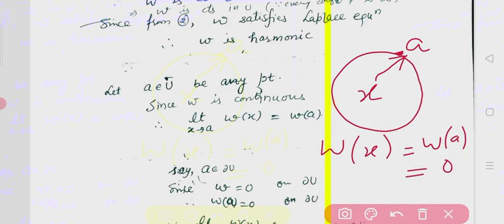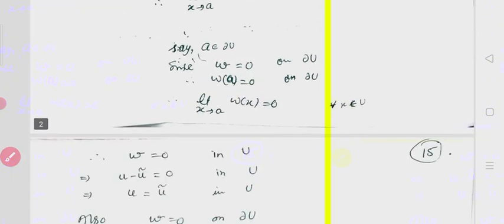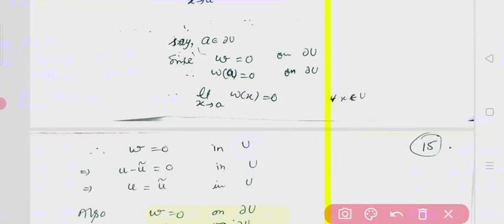So that means when x approaches a, that value will always be equal to 0. So we can approach all x to a, because w is continuous. So when x approaches a, w(x) will approach w(a), and w(a) is 0. In this way we will say that w(x), when x approaches a, will be equal to w(a), and w is equal to 0 for all x belonging to U, right.